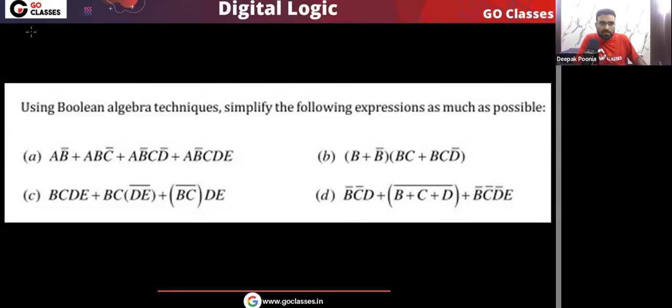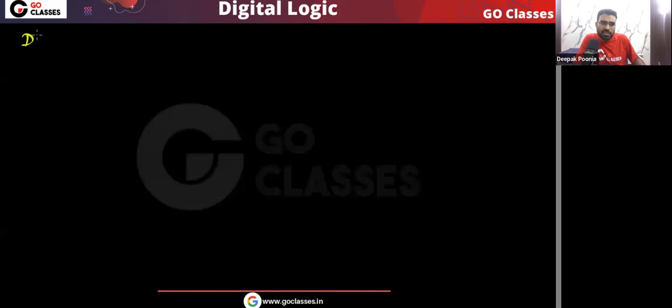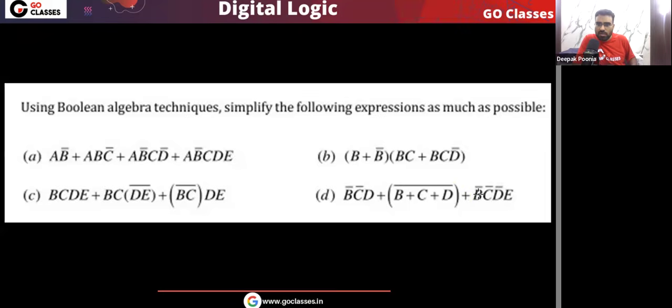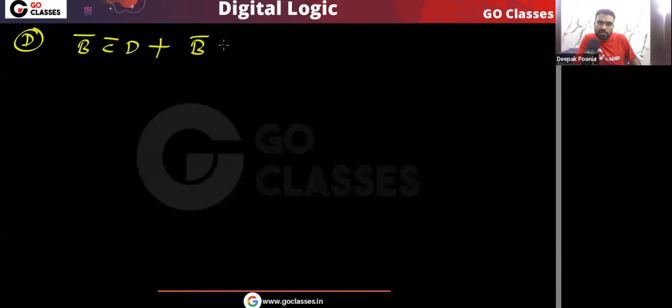Now let's see option D. Option D has B bar, C bar, D. So let me write it here. Option D, that is B bar, C bar, D, or remember here we can apply the De Morgan law. It will become B bar, C bar, D bar. Correct? It will become B bar, C bar, D bar, or we have B bar, C bar, D bar, E.